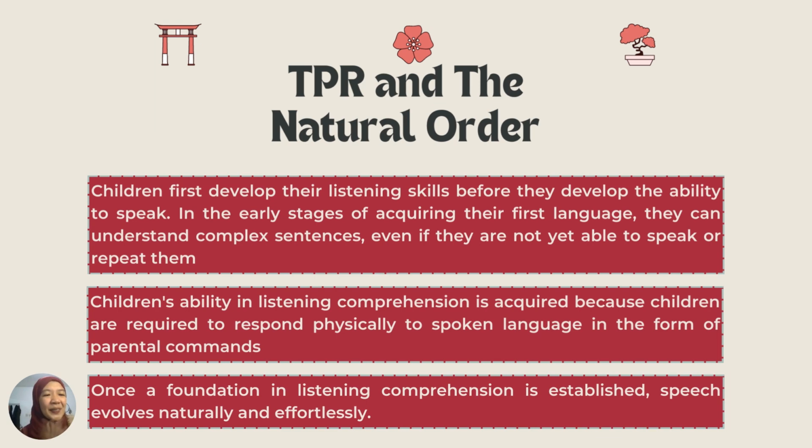Next, we're going to discuss TPR and its connection to the natural order. The first one is children first develop their listening skills before they develop the ability to speak. In the early stages of acquiring their first language, they can understand complex sentences, even if they are not yet able to speak or repeat them. Next, children's ability in listening comprehension is acquired because children are required to respond physically to spoken language in the form of parental commands.